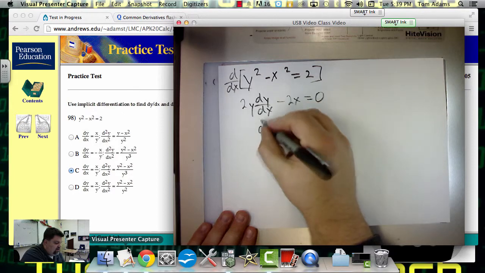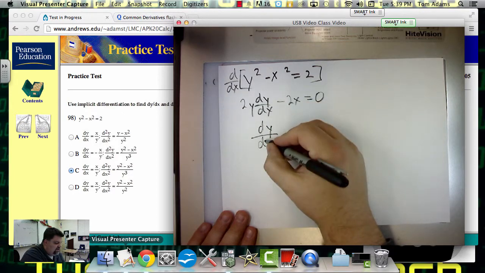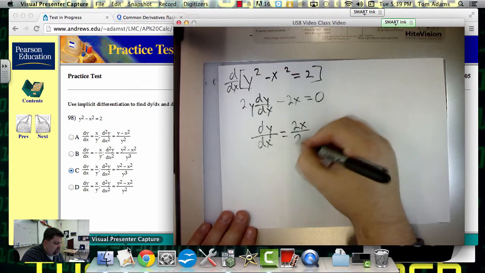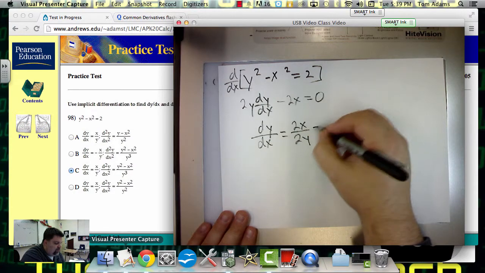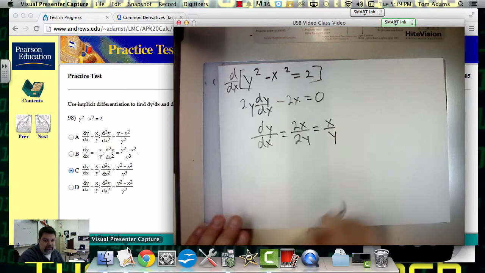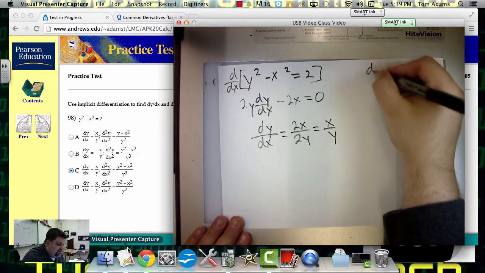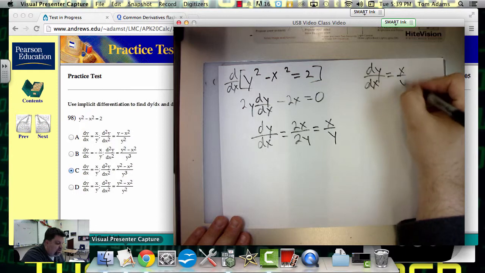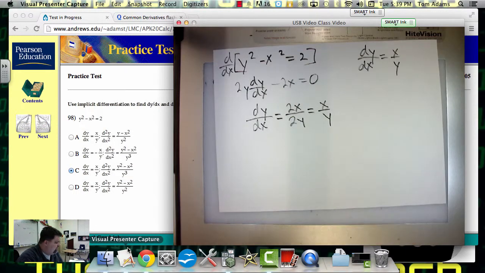Now algebraically, if I solve that, I get dy/dx is equal to positive 2x all over 2y, or x over y. Alright, so over here I'm going to say dy/dx is equal to x over y. I'm going kind of fast here for time's sake, but that's what it is. Pause the video if you don't believe me and double check.